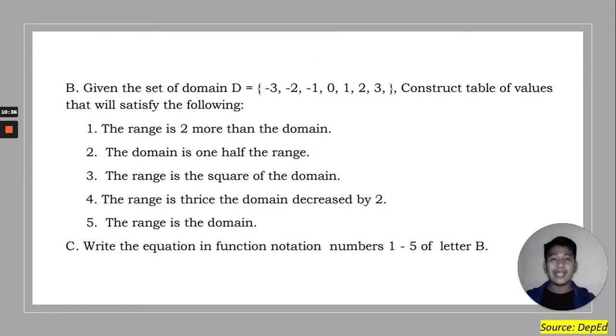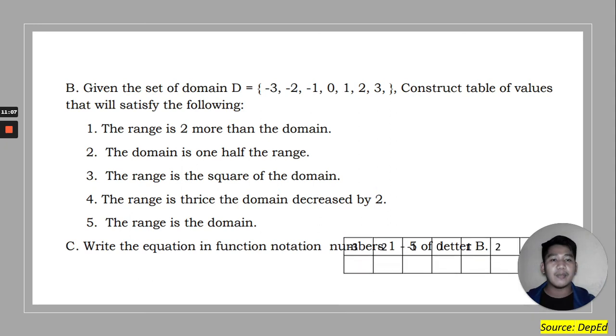How about in letter B? In letter B, given the set of domain, which is -3, -2, -1, 0, 1, 2, 3, we're going to construct a table of values that will satisfy the following. Number 1, the range is 2 more than the domain. Let's do number 1.